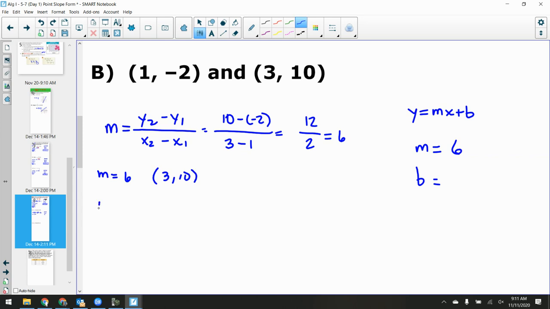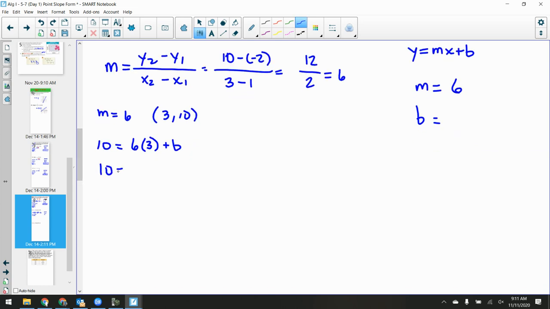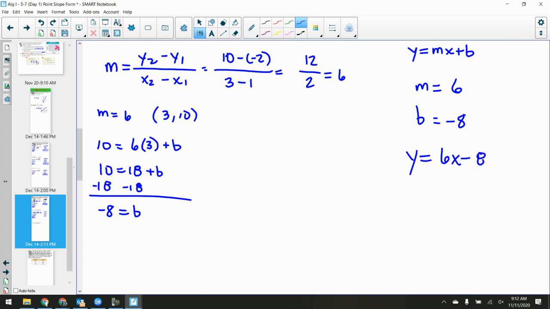So now I can say y equals mx plus b. 10 is equal to 18 plus b. I subtract over the 18. That gives me a negative 8 is my b value. I can come back here, write our negative 8. So my final answer, 6x minus 8.